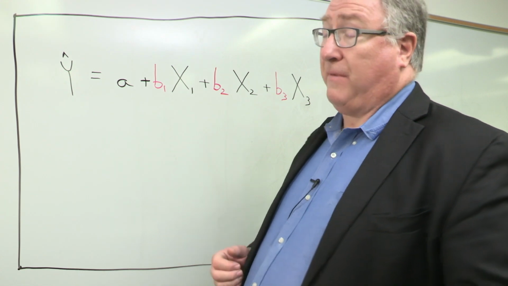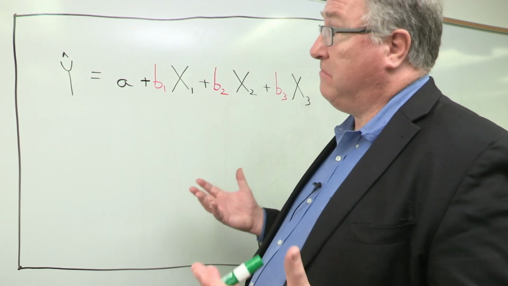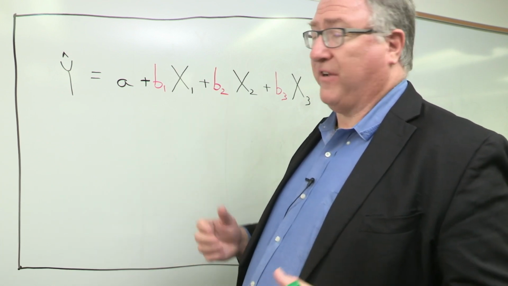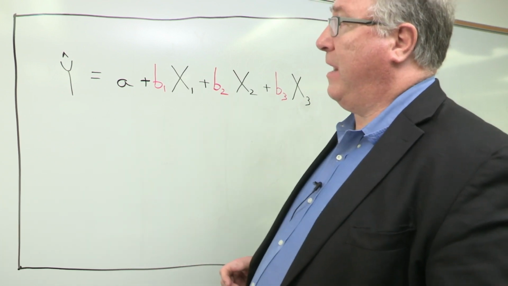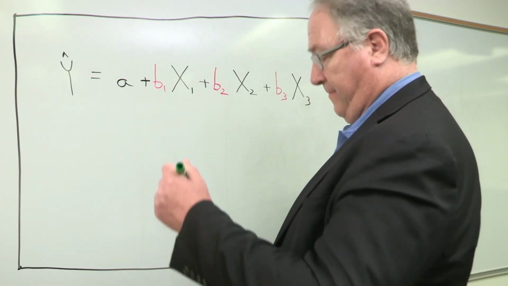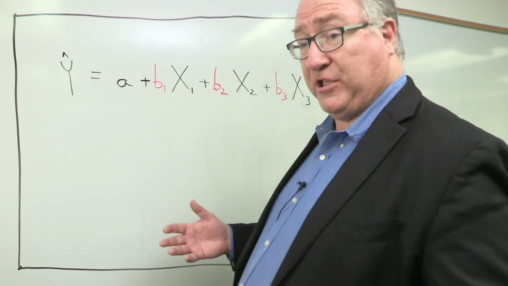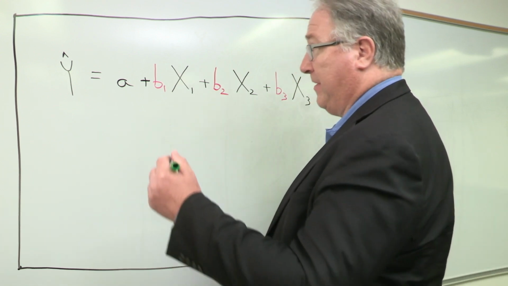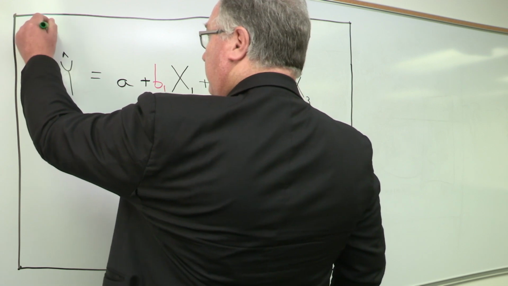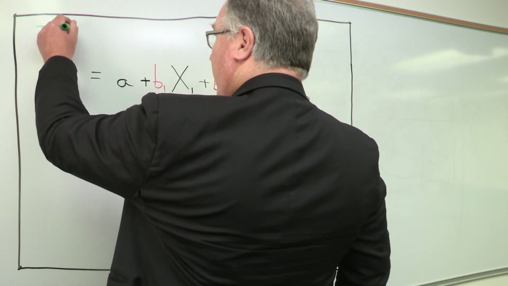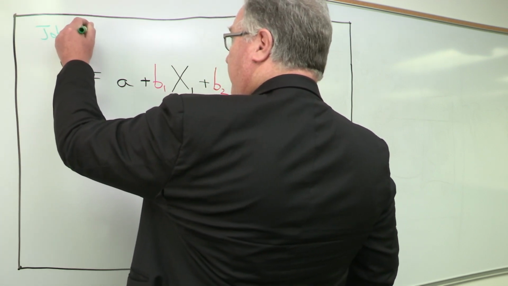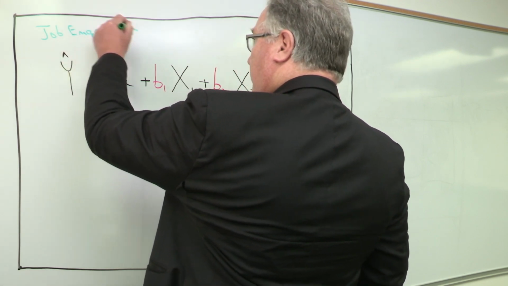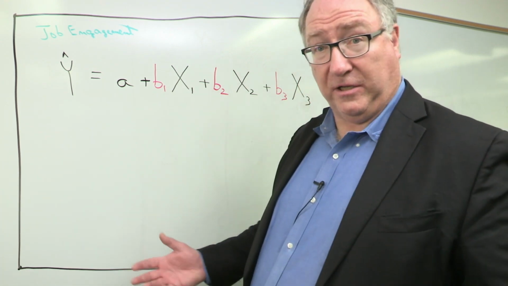All right, so now let's talk about what some of the constructs might be for this particular regression equation. We'll get specific now as an example. Perhaps we're interested in predicting participant scores on the construct job engagement. Job engagement is a popular construct in industrial organizational psychology.